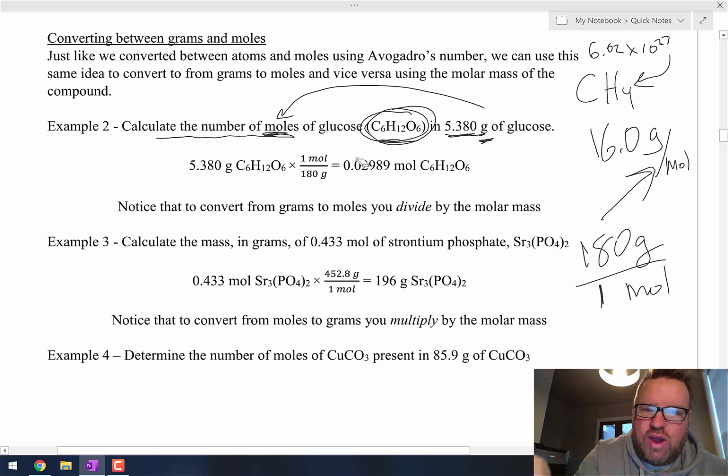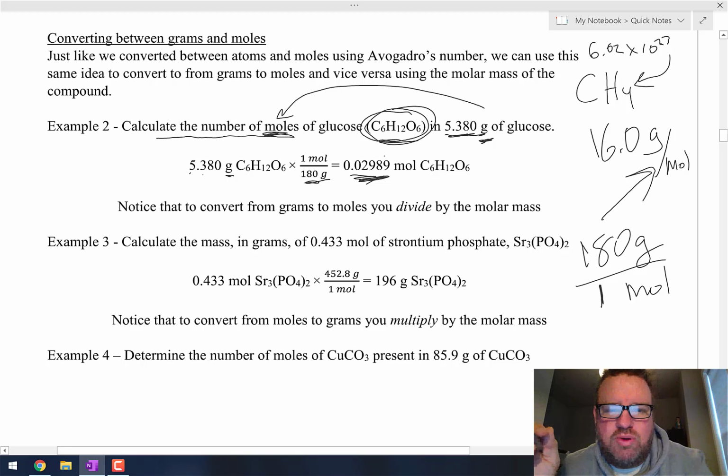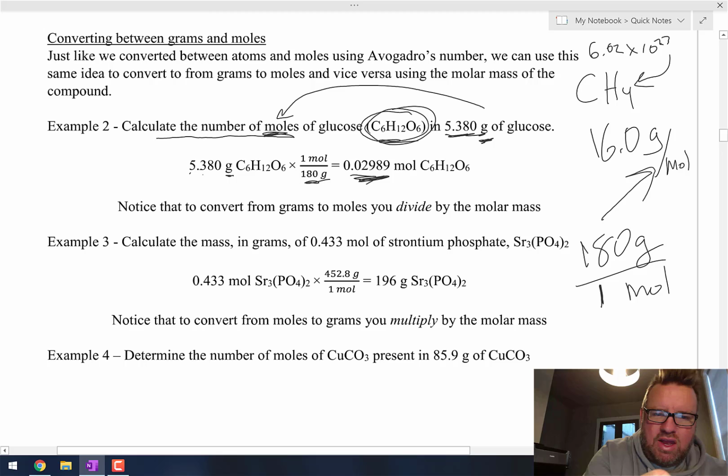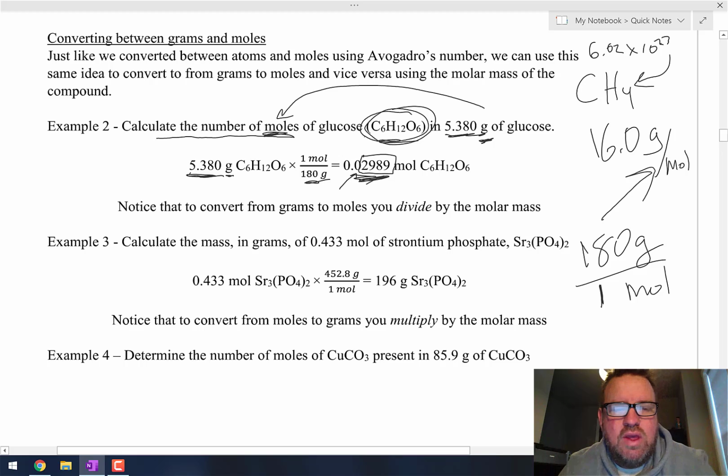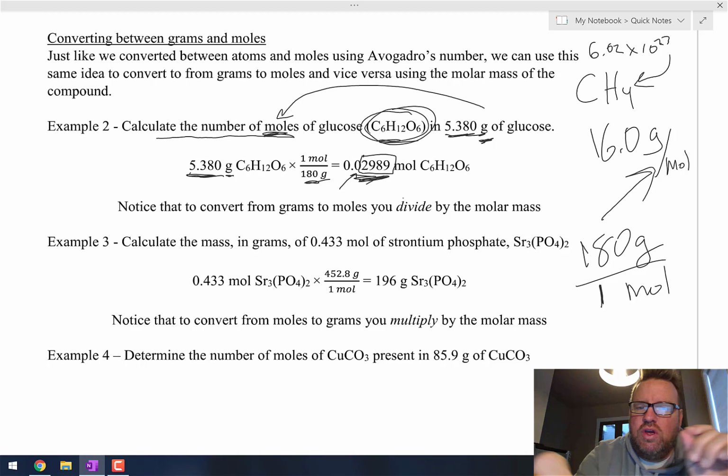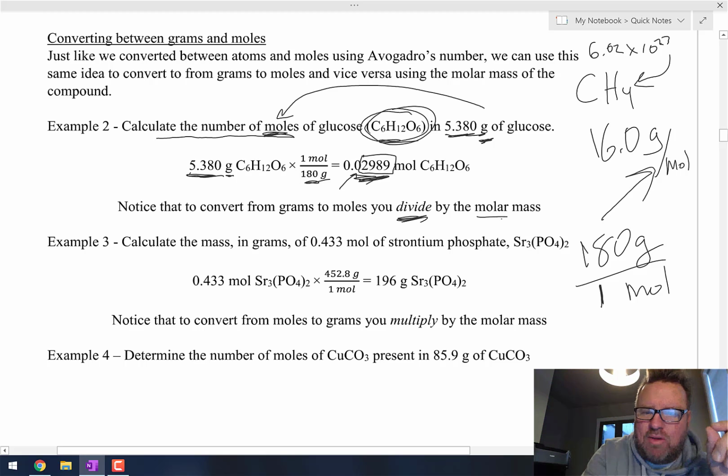And now we just go to our calculator. We take 5.380 grams, and we divide by 180 grams, and then you should, check your calculator, but you should get an answer very close to 0.02989. And again, notice there are 4 digits here, so I put 4 digits in my answer. That first 0 doesn't count. Okay, so notice here that to convert from grams to moles, you must divide by the molar mass, right? That's what we did here. We divided by that molar mass.